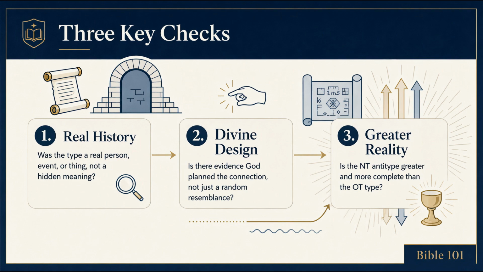First, check for real history. Are we talking about a real person or a real event? We're not looking for secret codes hidden in the text. Second, look for divine design. Is there solid evidence that God planned this connection, or is it just a random coincidence? And third, expect a greater reality. Is the New Testament fulfillment way bigger, better, and more complete? Is there a serious escalation? This toolkit right here is what helps us move from pure guesswork to solid interpretation.